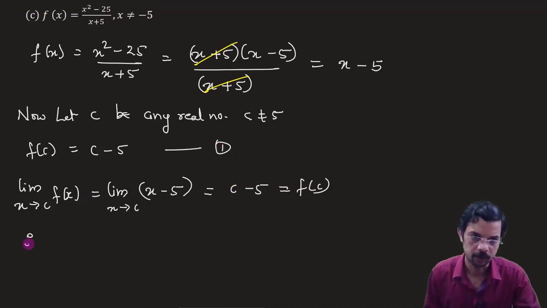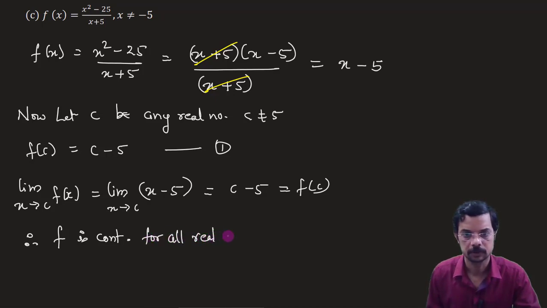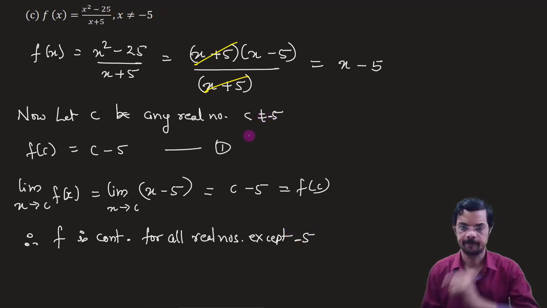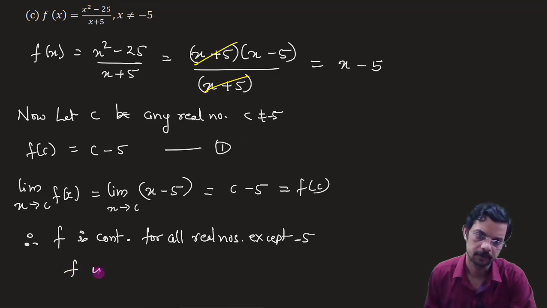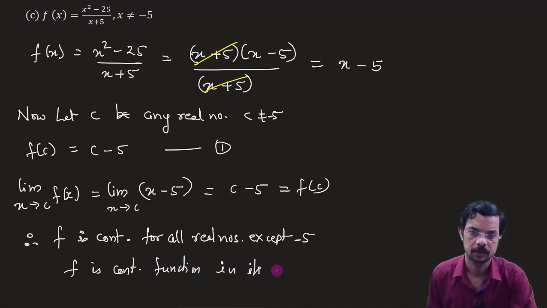Therefore f is continuous for all real numbers except minus 5, that is, c is not equal to minus 5. f is a continuous function in its domain. Okay, next question. Let us look at the next question.